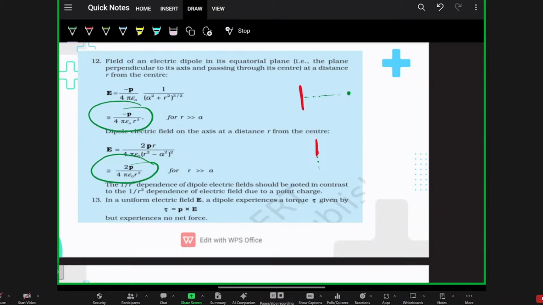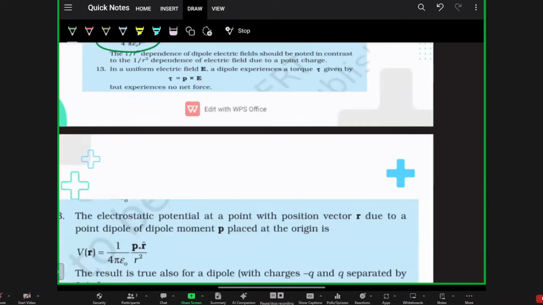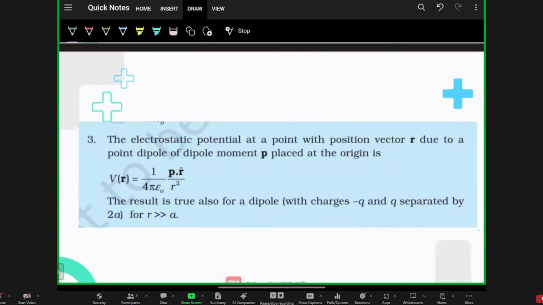For potential, similarly, the equation is 1 by 4 pi epsilon naught, p dot r divided by r square. I can also write k into p r cos theta divided by r square.